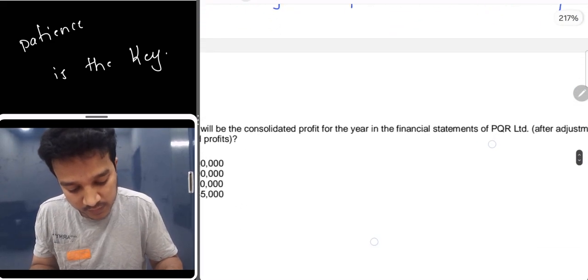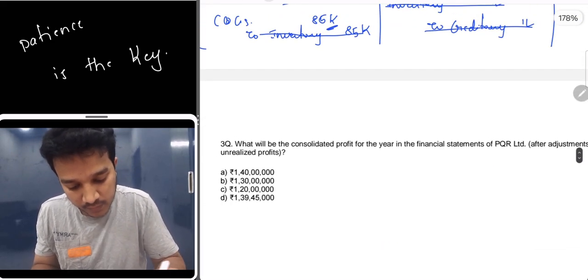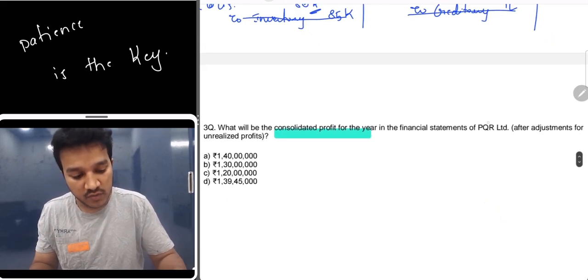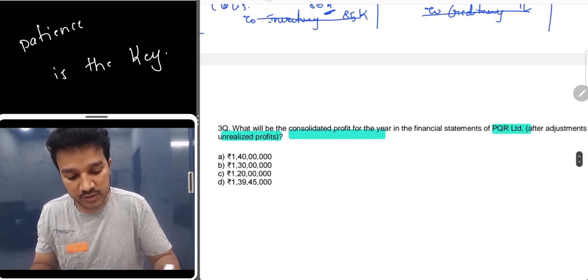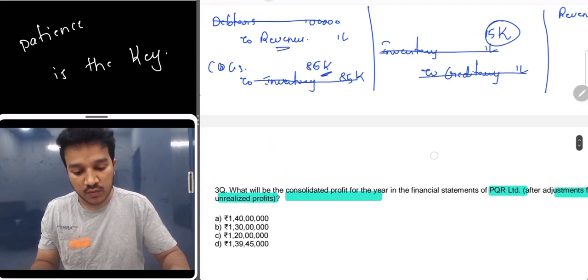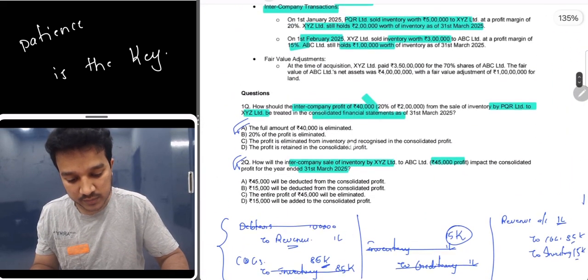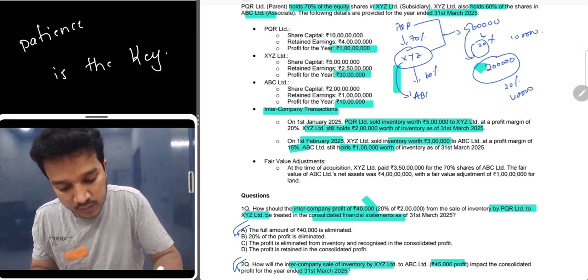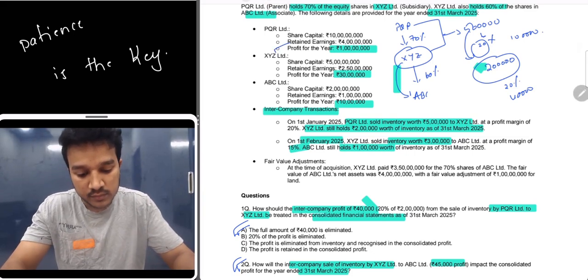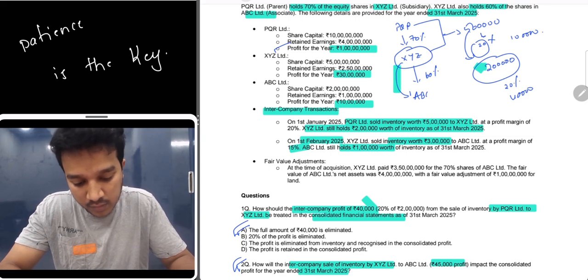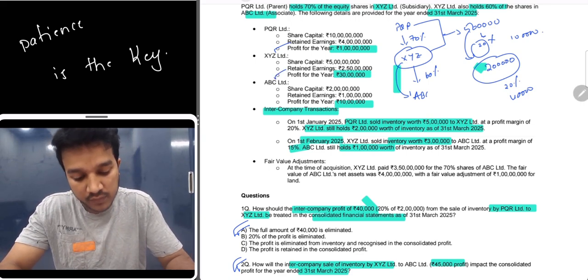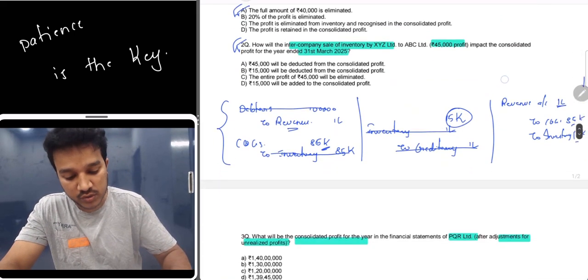So what is the third question? What will be the consolidated profit for the year in the financial statements of PQR Limited after adjustments of unrealized profit? Now we will see what profits are given in the question. Here the profit is given: PQR's profit is 1 million, that is 10 lakhs, 100 lakhs, and then XYZ's profit is 30 lakhs, and ABC Limited's profit is 10 lakhs. So let's add all those.